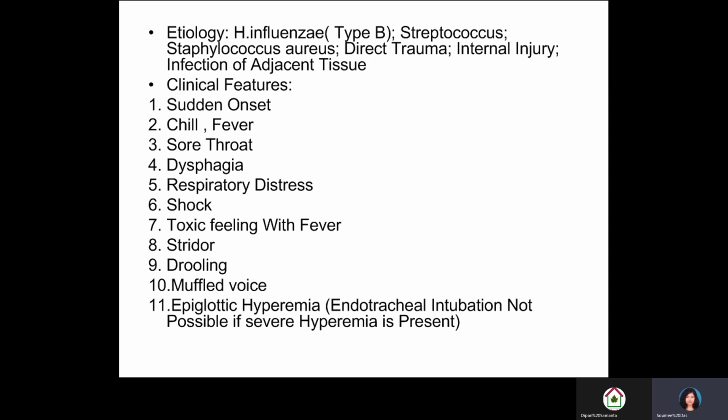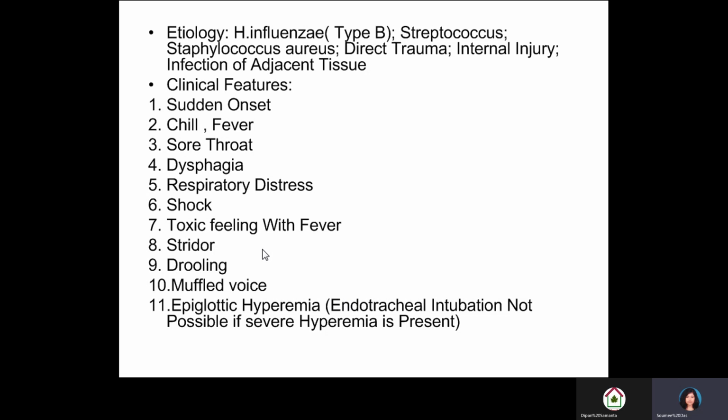Uremia is a type of toxemia, since there is a building up of toxic material, which is uric acid in the case of uremia. And here this is bacteremia, or a build-up of some other toxin due to the presence of bacteria. So the toxic feeling will be there in the patient in case of epiglottitis, with the fever, the burning sensation, the radiating heat, and vague and extreme body ache.